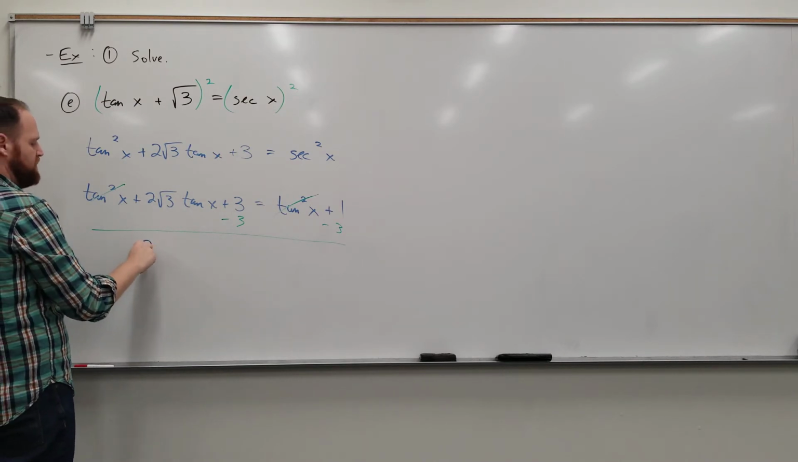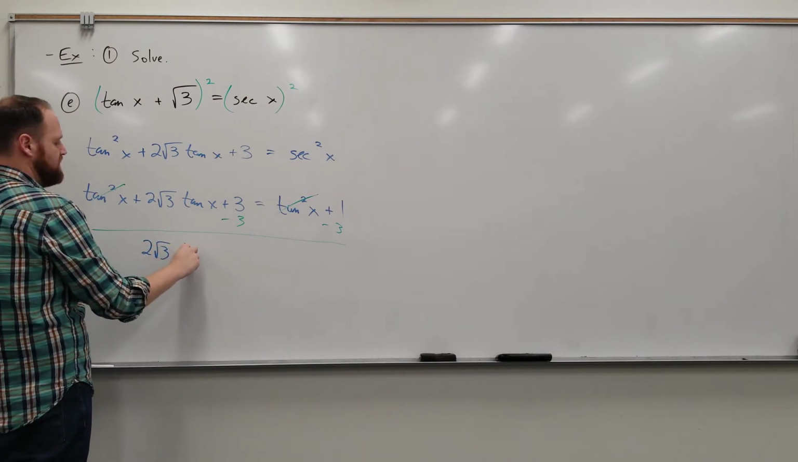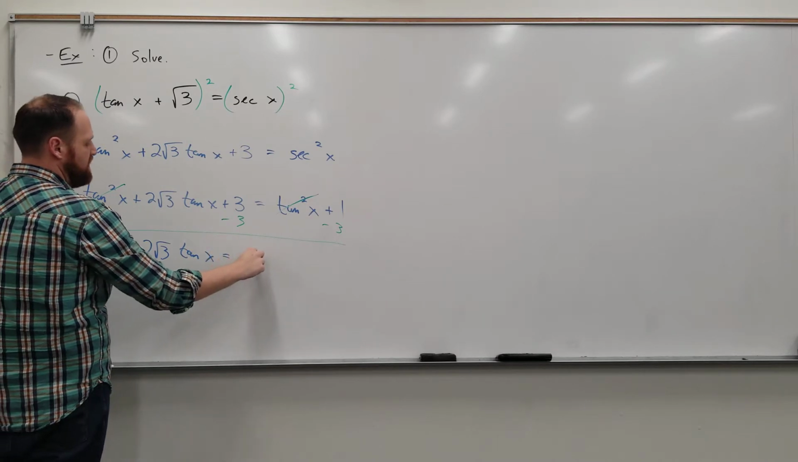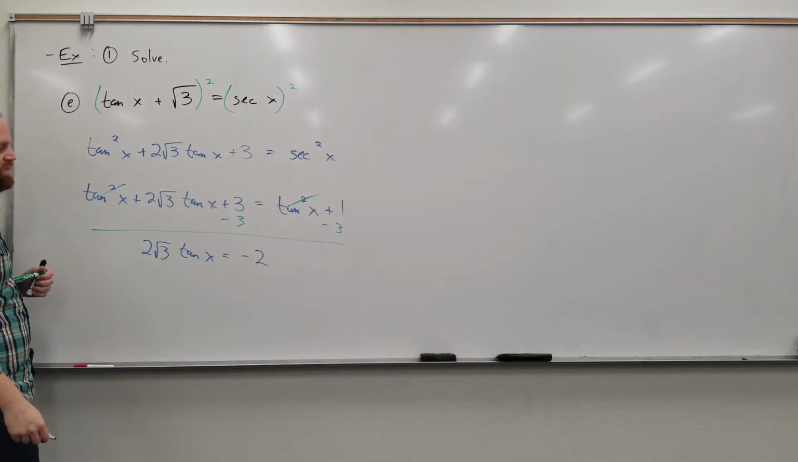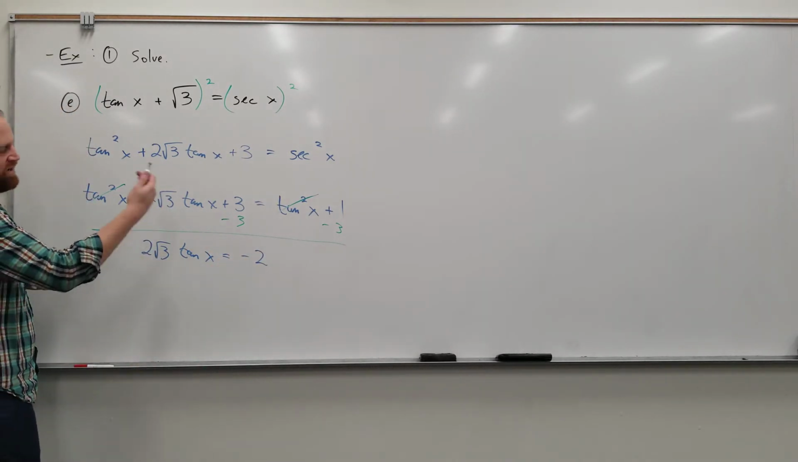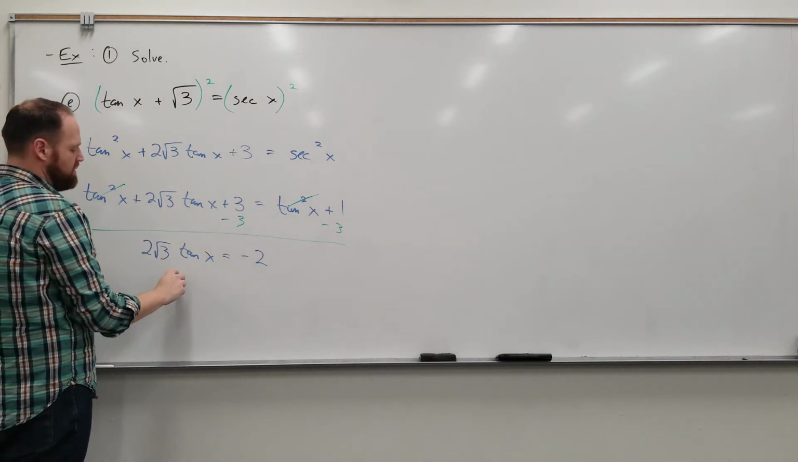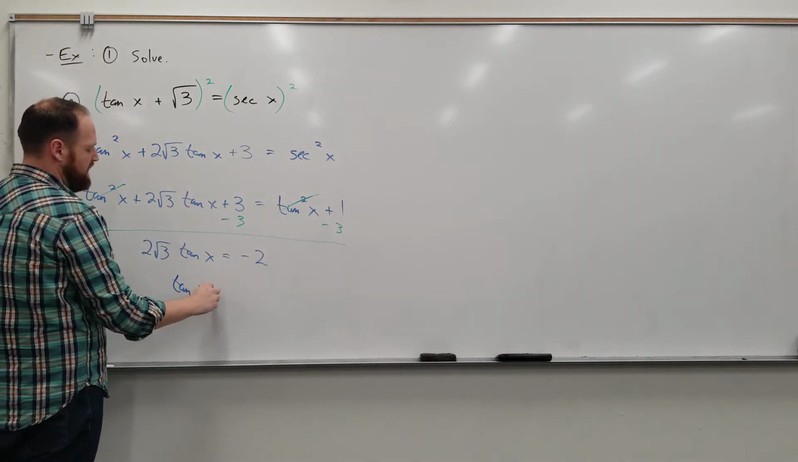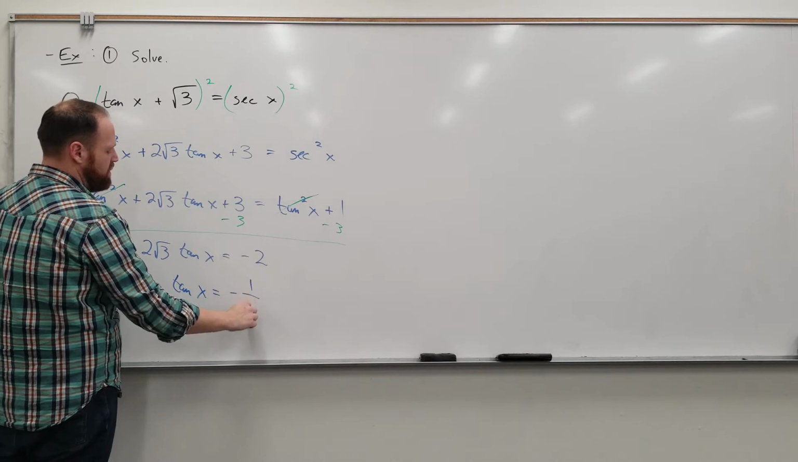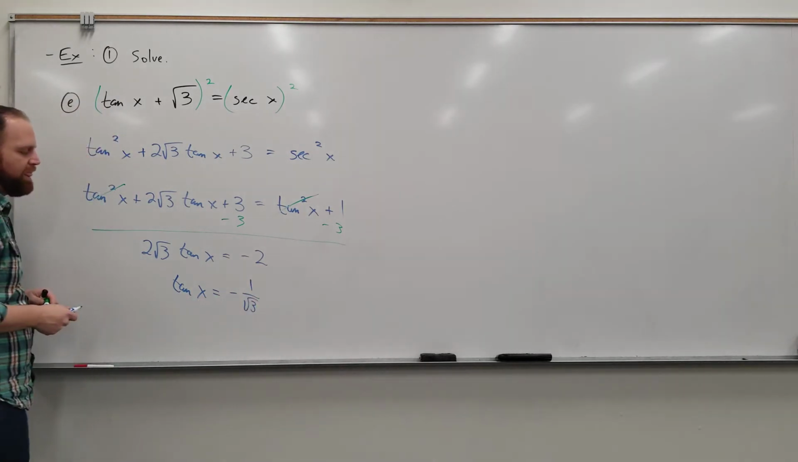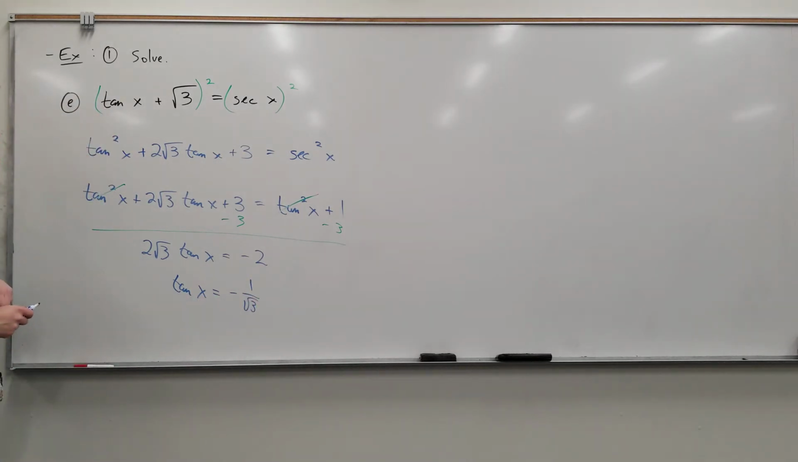So I end up with 2 root 3 tan x equals -2. Then I can divide by the 2 root 3. Tan x is -1 over root 3. And look at how much more simple that is than what we started with. Right? That's beautiful. That is a beautiful, beautiful thing.